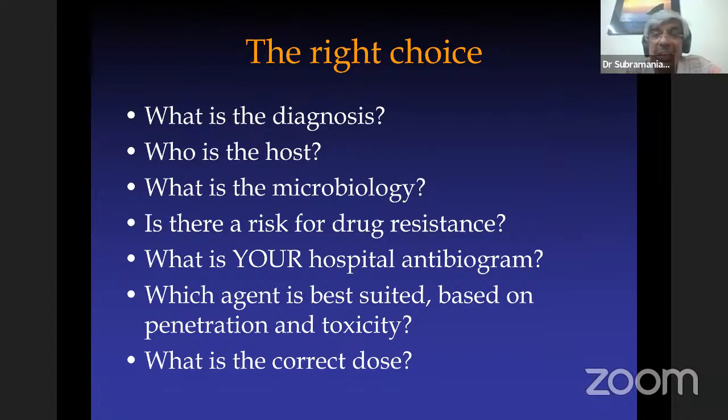So let's make sure that we give the right dose and not worry too much about toxicity. Another common area where mistakes happen is in acute renal dysfunction. Most of the renal dosing is meant for patients with stable chronic renal failure. A lot of our patients in ICU have acute renal dysfunction.